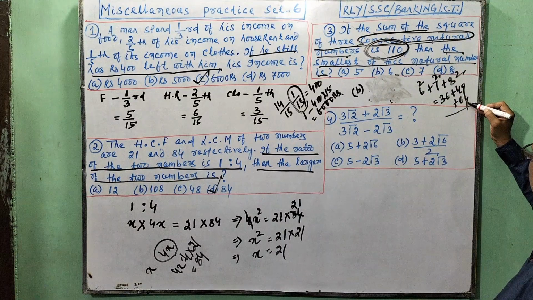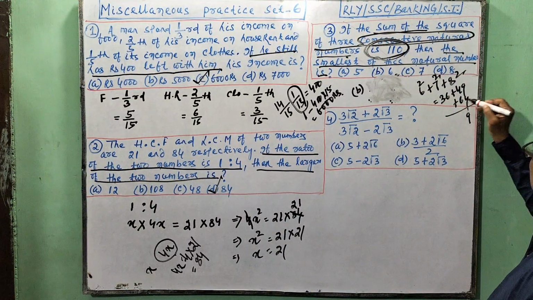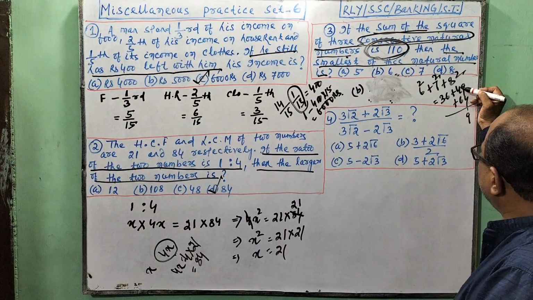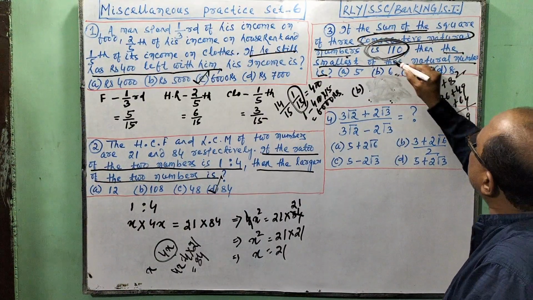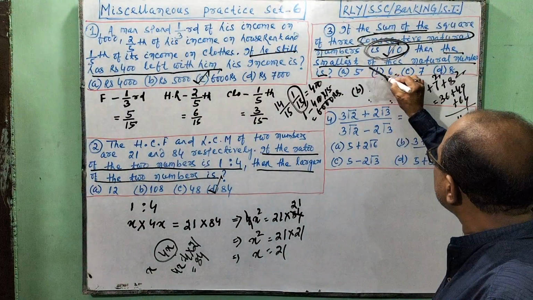9 plus 4 is 13, 6 plus 4 plus carry, 19, 9. Carry 1, 6, 1, 7, 4, 11, 3, 14. But here the sum required is 110, so this is not the answer.